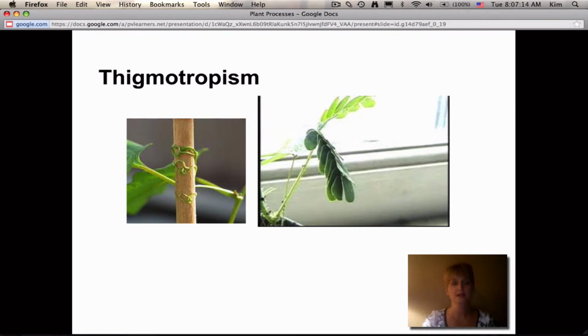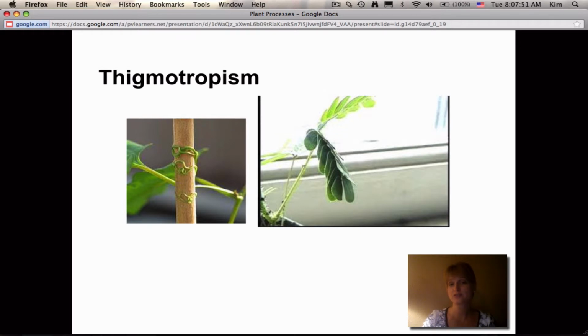Thigmotropism is a plant's response to stimulus, and we'll see this in vines that wrap around things. There's a stimulus there that when it touches something, it causes it to move in that direction. And so that causes it to wrap around what it's touching. We also see this in some plants, like this one on the right-hand side here. If you touch the leaves, they will fold in. That's thigmotropism. It's responding to that stimulus.